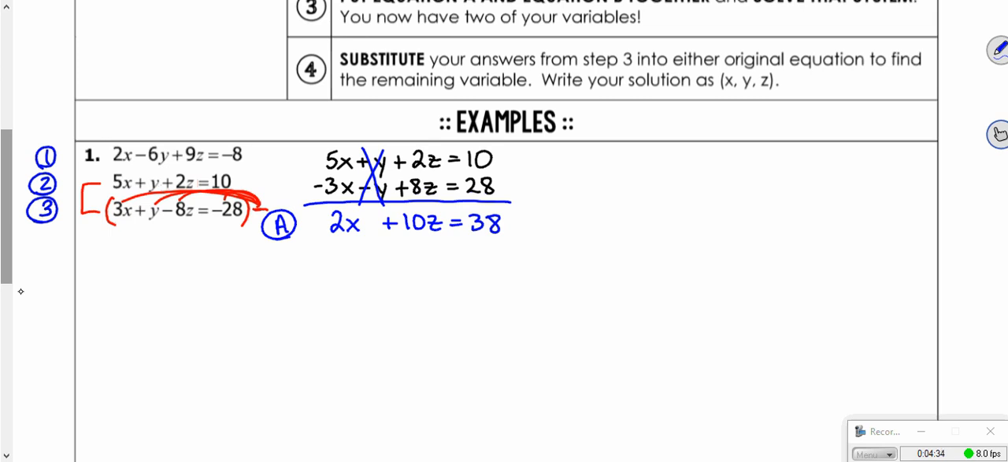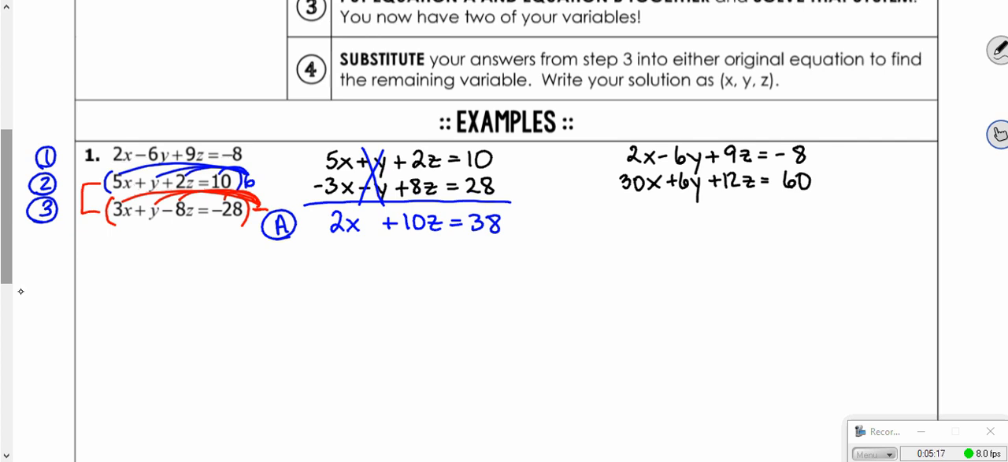But if I use 1 and 2, what am I going to have to do to the second equation to get it to eliminate with the first equation? I'm going to have to multiply this sucker now by 6. Okay, the whole thing again. The 6 has to be distributed to every term. So let me rewrite. Again, equation 1 now is 2x minus 6y plus 9z equals negative 8. And then after I distribute a 6 through everything, I have 30x plus 6y plus 12z equals 60. Are we okay with that?